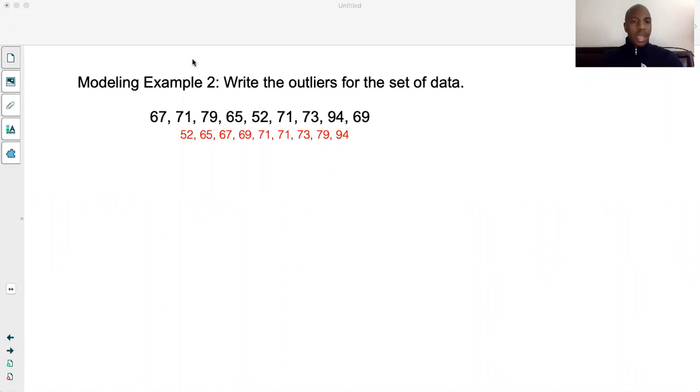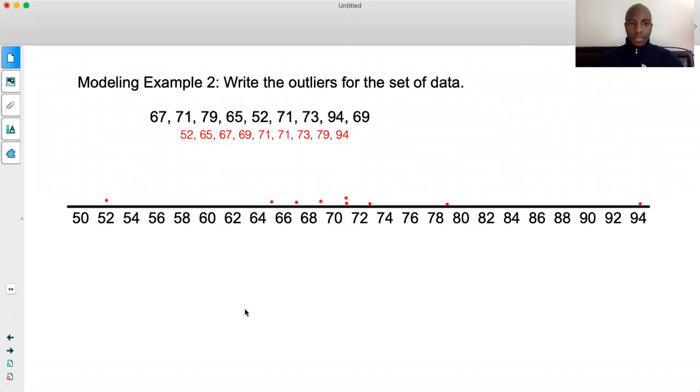And it's going to look something like this. Okay, this is my number line. I went from 50 to 94. You could have gone to 96, but I went from 50 to 94. I went by twos, okay? I put my dots in the right spots where they need to be, right? And you'll see 52 is there, 65 is here, 67, 69, 71 twice, 73, 79, and then 94 is over there, okay? I created my number line. I put my dots in place. So that was step one, smallest to largest.